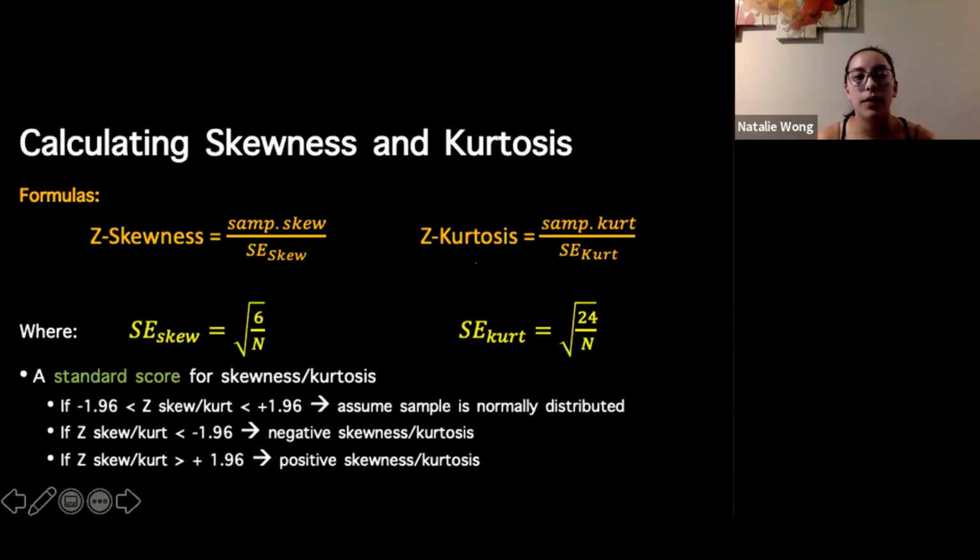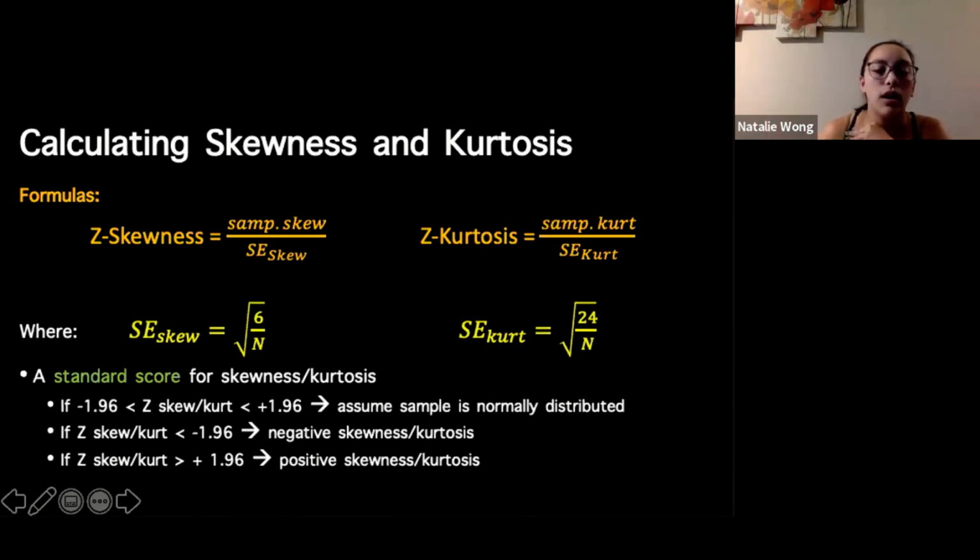But we take the sample skewness, or what the skewness of our sample distribution looks like. We divide it by a standard error factor. It's different for both skewness and kurtosis. And then that gives us a z-score of skewness or kurtosis, which more or less tells us how similar the shape of our sample distribution is to our population sampling distribution.